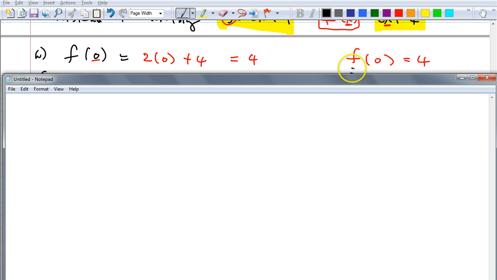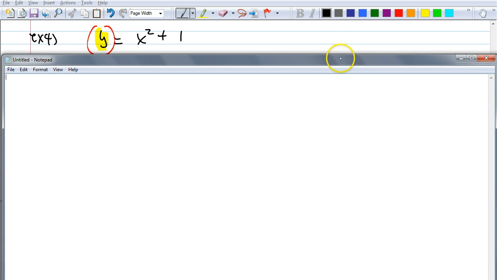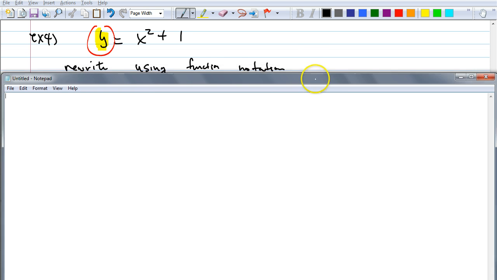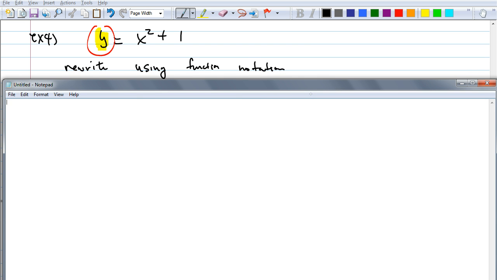I don't just want you to write this on the right side. You know what I mean? I want to see this work. Okay? Does that make sense? Anyway, on your homework tonight, we have a function, y equals x squared plus 1. They're going to ask you to rewrite using function notation. Does anybody know how to do that?